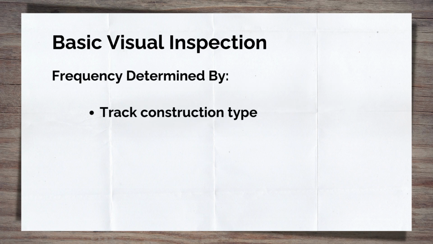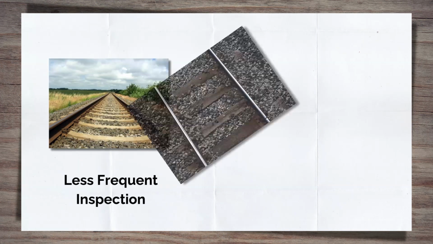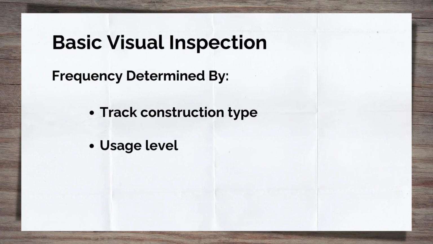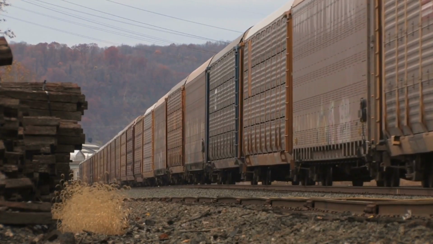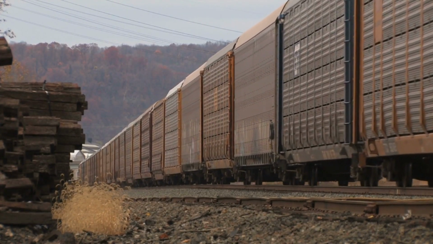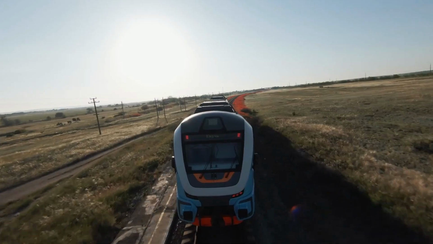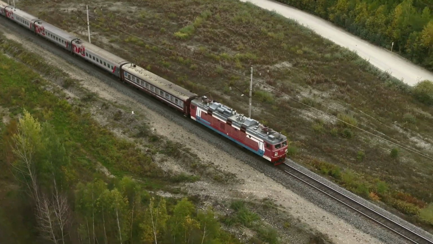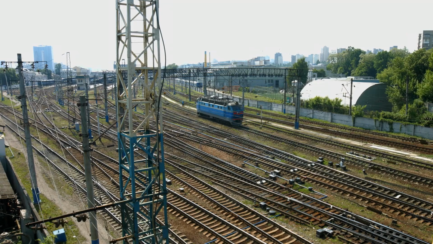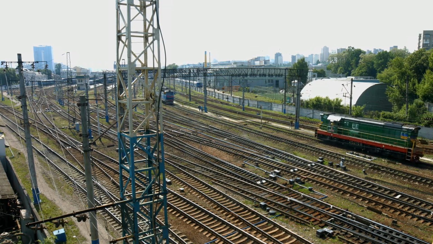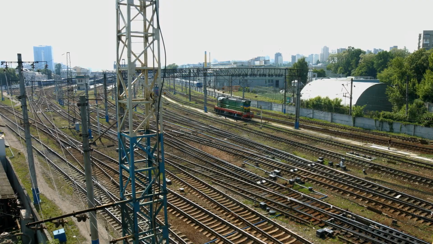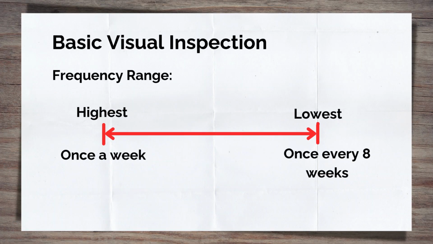Track construction type. Newer track construction types, such as concrete sleepers with continuously welded rails, generally require less frequent inspection than older jointed tracks or tracks with timber sleepers. Usage level. Heavily used tracks are more likely to develop faults. In the UK, track sections are classified based on annual tonnage and line speed, which influences the inspection frequency. Track features. Plain line needs fewer inspections than switches and crossings, and the switch and crossing construction type and its complexity then also needs to be factored in. In the UK, inspection frequencies range from once a week to once every 8 weeks, depending on these factors.